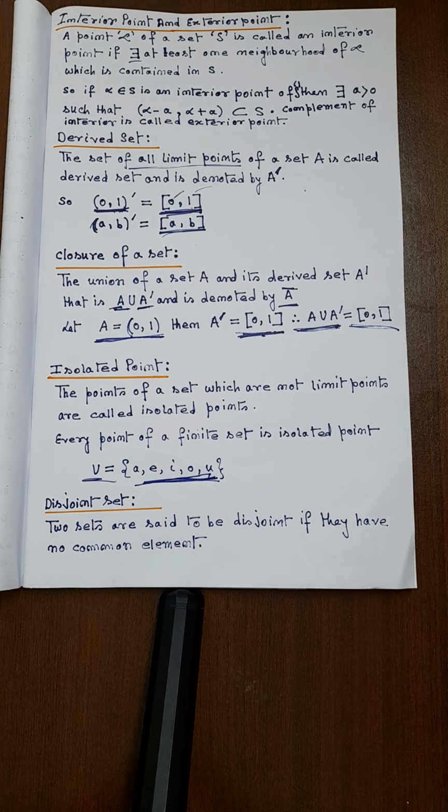So what is a disjoint set? Two sets are said to be disjoint if they have no common elements.